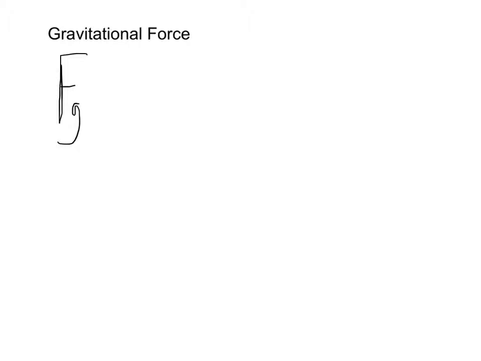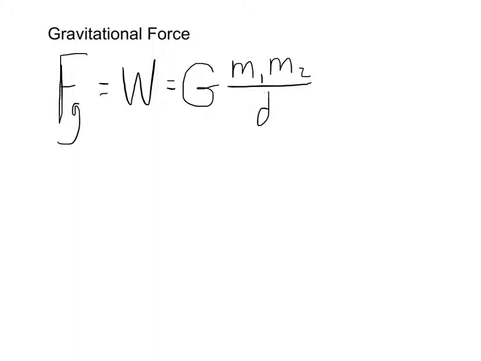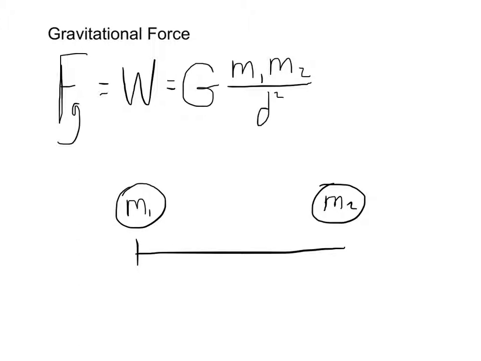The force due to gravity, or the weight of an object, is equal to the universal gravitational constant times mass 1 times the other mass. These are the two masses we're concerned about, divided by the distance between them squared. So this looks something like this. I have mass 1, mass 2, and the distance as measured from the center of mass for both of those objects.